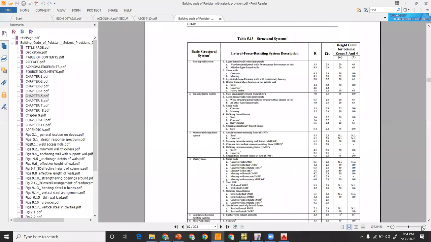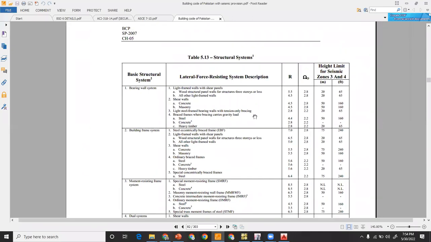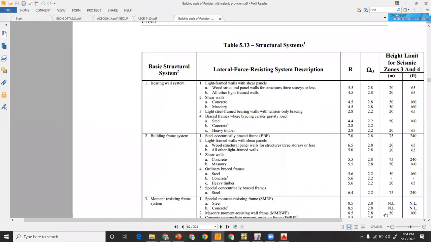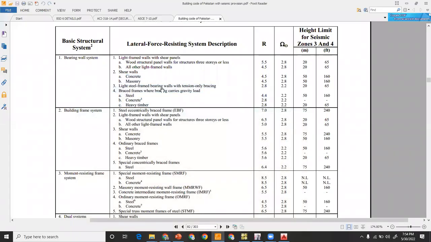Right, so this is Table 5.13, which is about the structural system, in which you can see there is a description for the basic structural system, which is the bearing wall system, and there will be subcategories for the bearing wall system. It is a light frame wall system with shear panels, shear walls, if it is complete masonry, and the corresponding response modification factor will be given to that system.